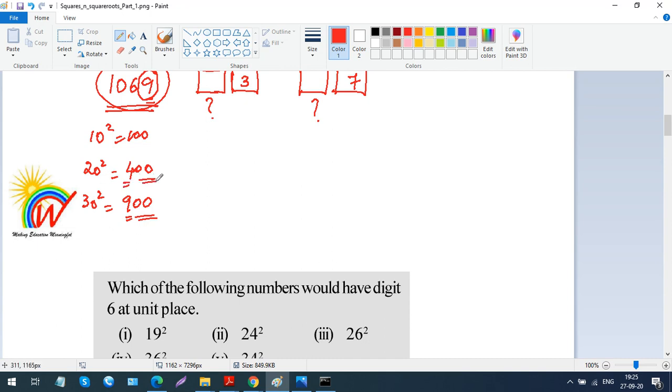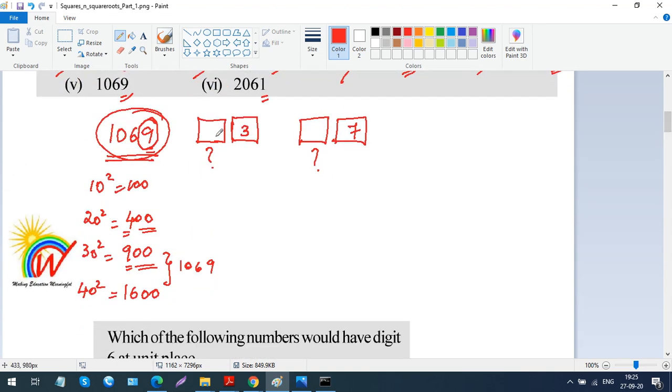Okay, so now 40 square, so 4 into 4 is 16 and the 0 gets doubled, so 2 zeros. Now this 1069 lies between 30 and 40, that is, it could be 31 to 39. So we know the tens place now, which is 3. It could be either 33 or 37.